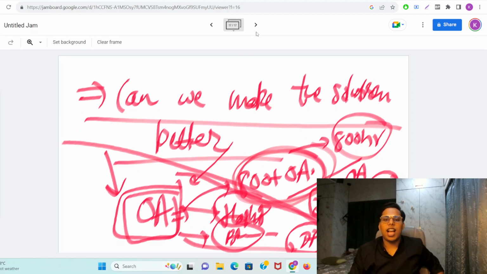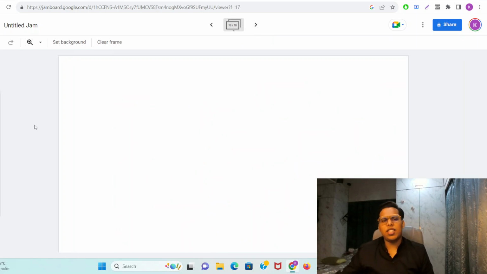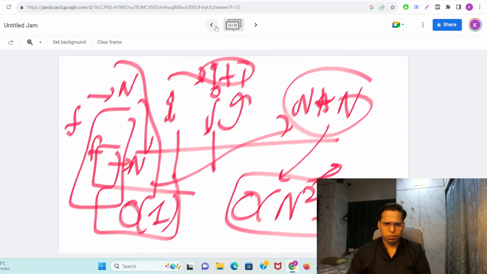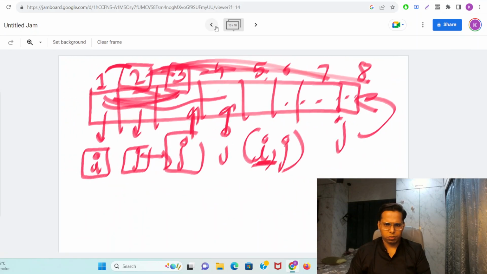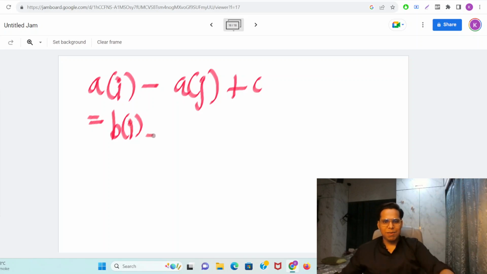Okay. So guys, hashing, what we do in hashing, we just try to store some details about the array. First, let's try to do a little bit of mathematics. So the question is telling us that AI minus AJ plus C should be equal to BI minus BJ plus D.